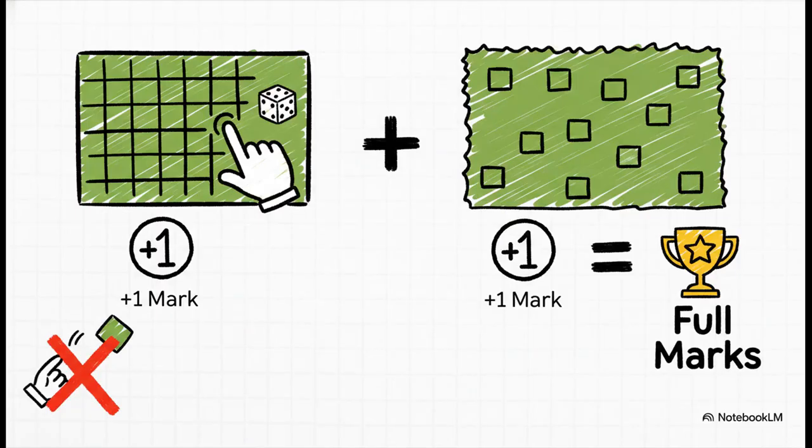So for the full 2 marks, you need 2 distinct parts. The first mark is for describing the method, using a grid and coordinates. The second mark is for explaining why you're doing it, to achieve randomness. And you'll notice the mark scheme specifically says to ignore throwing the quadrat. That's a classic mistake, so don't fall for it.